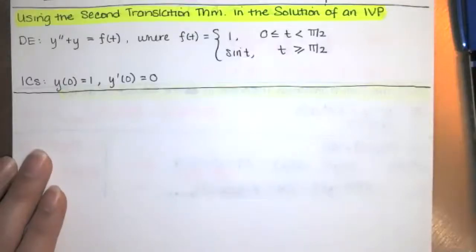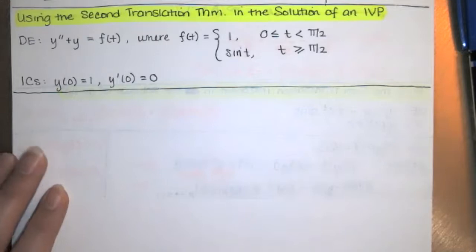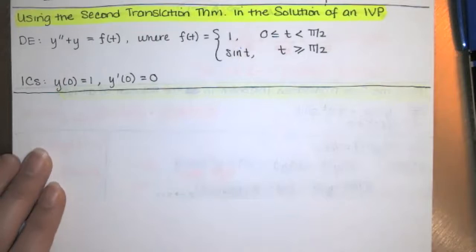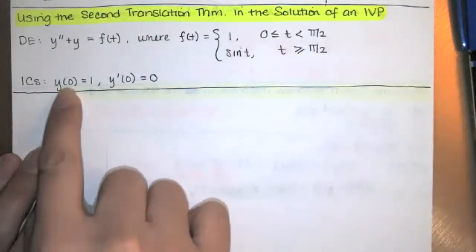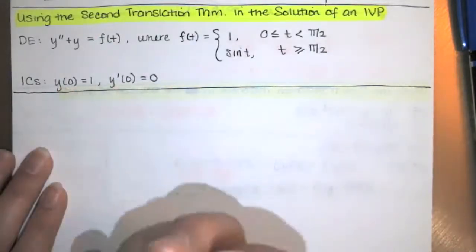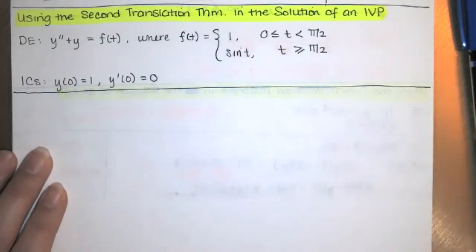In this video, we apply the second translation theorem in the solution of an initial value problem. Here we're given y double prime plus y equals f of t, and f of t is a piecewise function, and then we're given some initial conditions. So this is our initial value problem. Notice that y of 0 and y prime of 0 are given, so the Laplace transformation method is appropriate here.